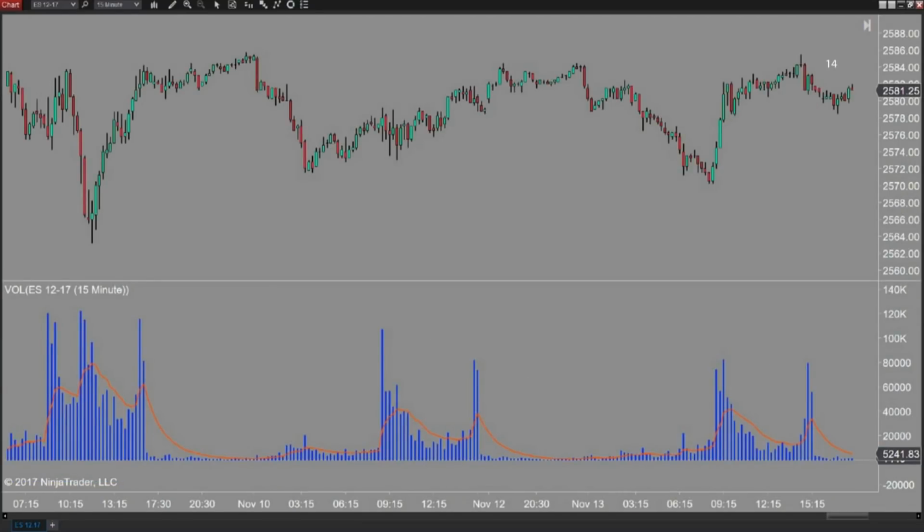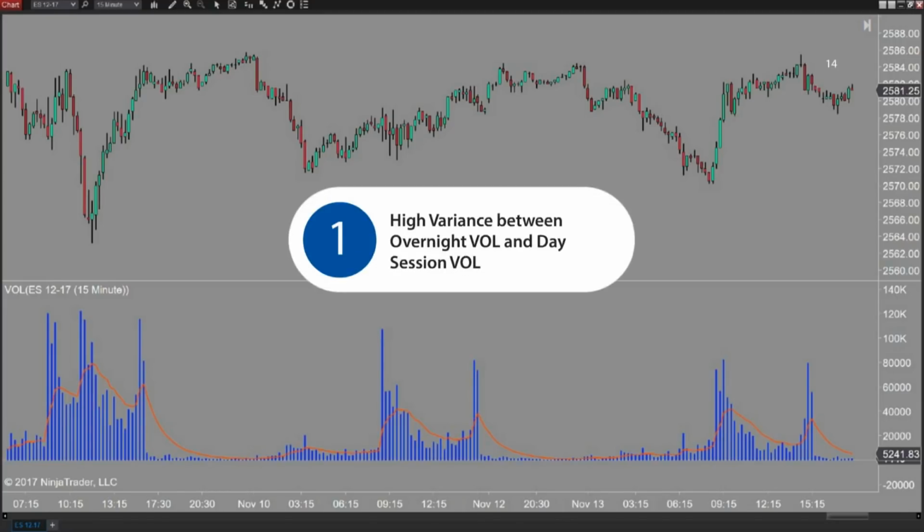Let's just move right along here. So this is where the problem comes in. When we're trying to make sense of volume data on an intraday chart, what do we have going on here? Well, we have just gibberish. It doesn't even make any sense. The problem is we've got this high variance between the overnight session and the day session. So right now I'm looking at the day session.